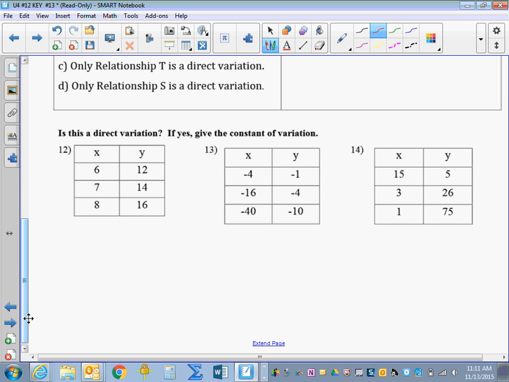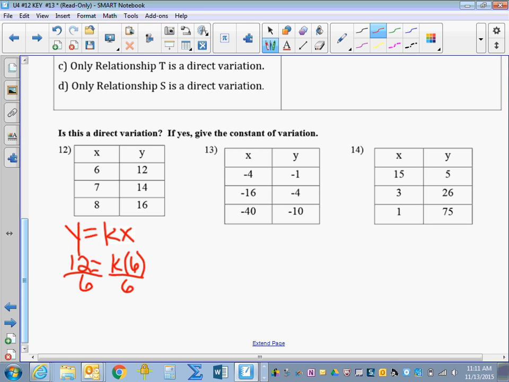Alright, so it says, is this a direct variation? If yes, give the constant of variation. Again, for direct variation we have y equals k times x. So I want to see, is there the same relationship between each one? So I put 12 in for y, and 6 in for x. What do I get k is?